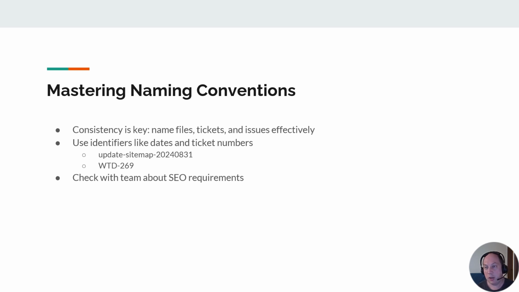For example, I would have a recurring task of updating the documentation sitemap. So which sitemap is this? I would append the date in a format so I could say, oh yeah, this is the latest one that we are going to publish. Also, check with the team, are there any special SEO requirements? When it comes to naming files, are there any conventions that are used across the company so you can incorporate them?